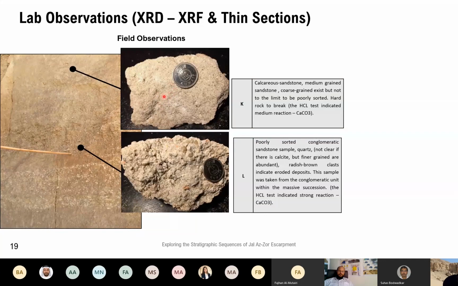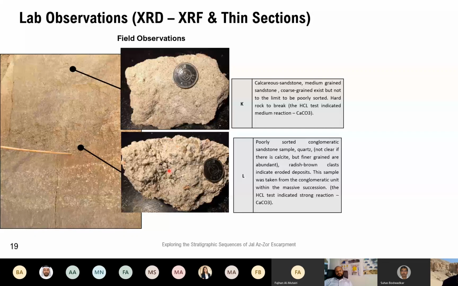It shows some quartz or calcite because of the HCl. It shows a medium reaction. So you put your remarks in the field. It has big quartz grains, subangular to poorly sorted. But it has a very strong reaction in calcium with the HCl. It shows a content of calcium carbonate.